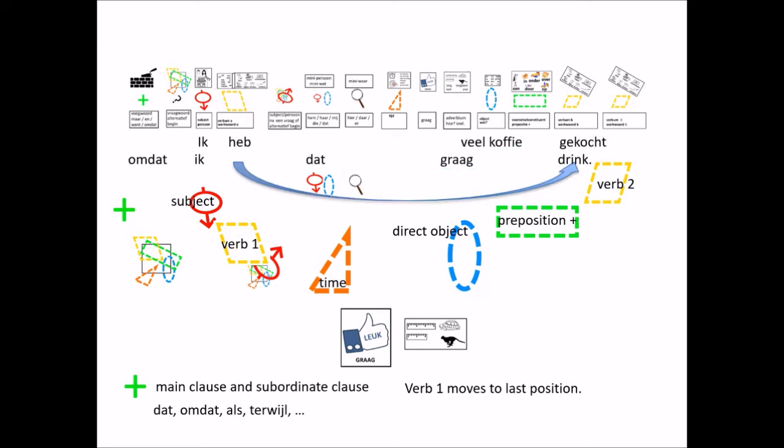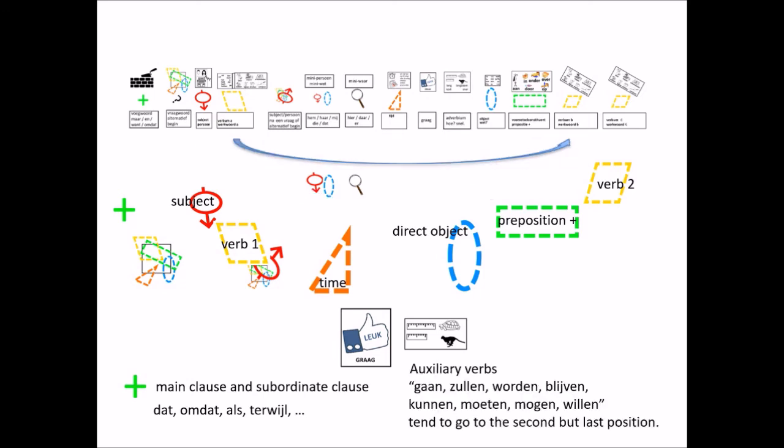Ik heb veel koffie gekocht. This is your main clause and it is followed by a subordinate clause. Ik heb veel koffie gekocht omdat ik dat graag drink. Auxiliary verbs like gaan en zullen, they tend to go to the second but last position of a sentence. Omdat ik morgen ga werken. So the auxiliary verb comes on the second but last position.